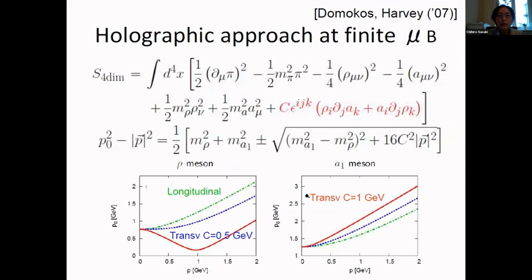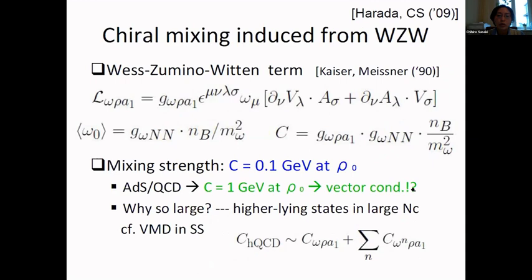This is evident from the weird behavior in red of the rho meson dispersion relation. This actually leads to vector meson condensation. But of course, this is precisely what we avoid, because our empirically known nuclear ground state is not like that, with vector meson condensation. So apparently such a huge number for the parameter C is a large-Nc artifact.